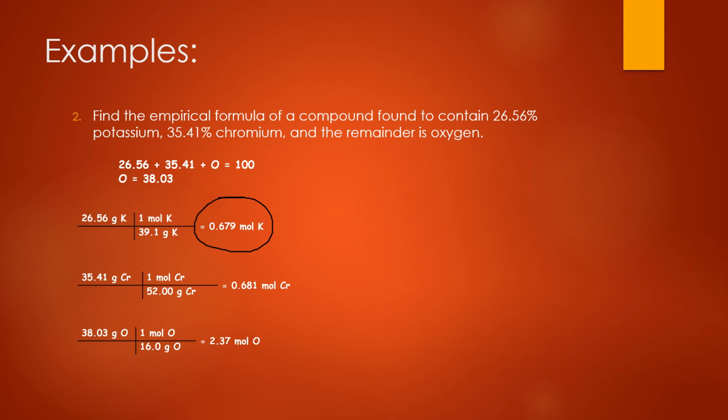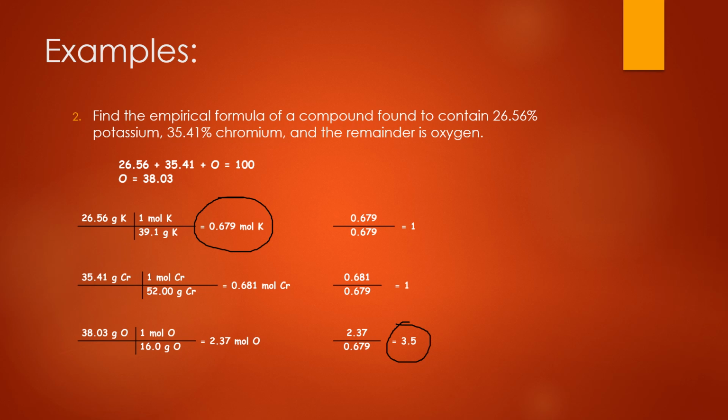So I'm going to go ahead and set each one up. The first thing I'm going to do is divide the potassium by itself, and I get 1. I'm going to divide the chromium by 0.69, and it comes out to about 1 as well. It might be slightly different, but about 1. And the third thing I'm going to do is divide the moles of oxygen by the 0.679. Now, here we go. We notice that we come out to 3.5 here.